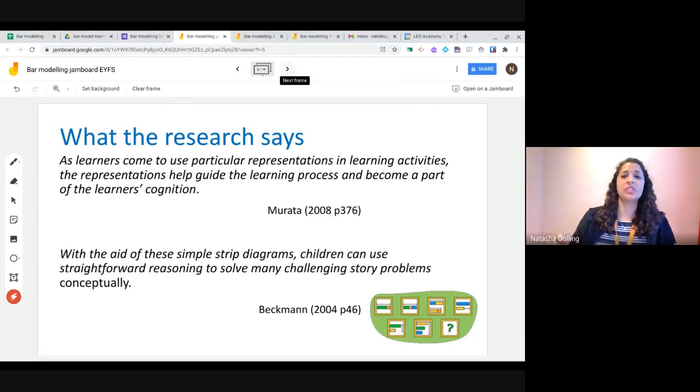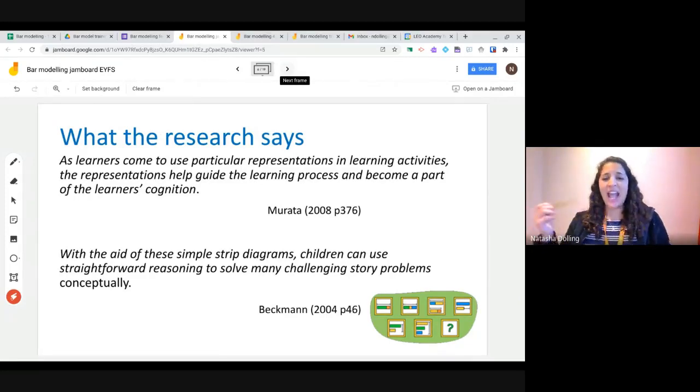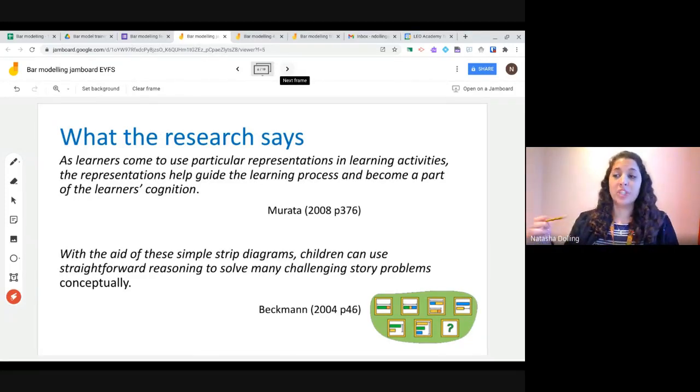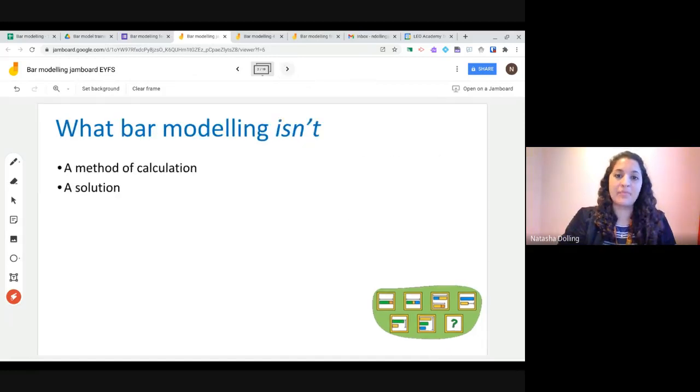Really briefly, it also says that as children become more and more confident with using bar modeling in class and they get used to drawing out bar models to solve different problems, it becomes part of their cognition. So it becomes almost part of their thinking process, and that's what we want to happen.